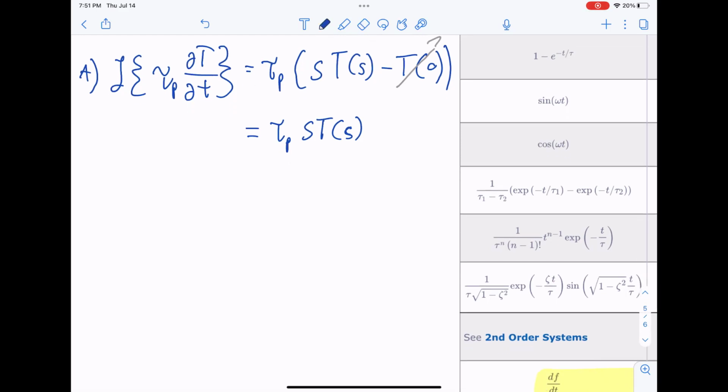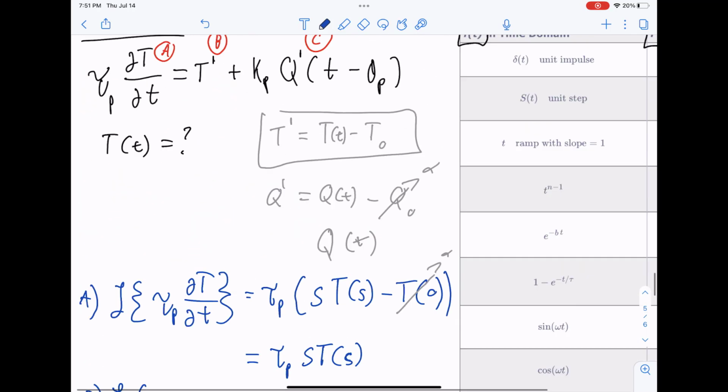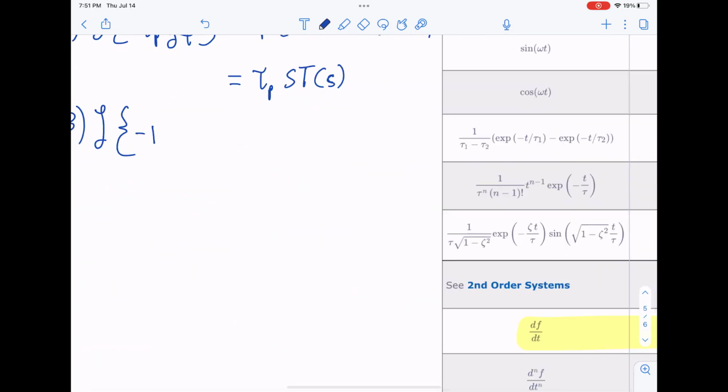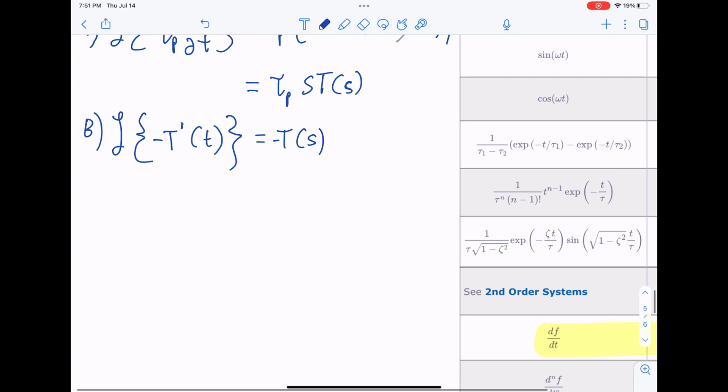Let's move on to B now. B is the Laplace transform of negative T prime. That's actually negative T prime of t, but our Laplace transform is going to be negative T(s). Let's move on to our third now.